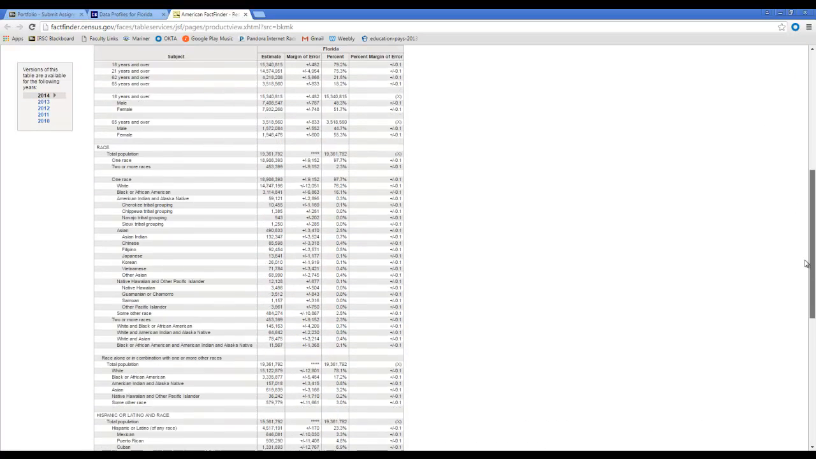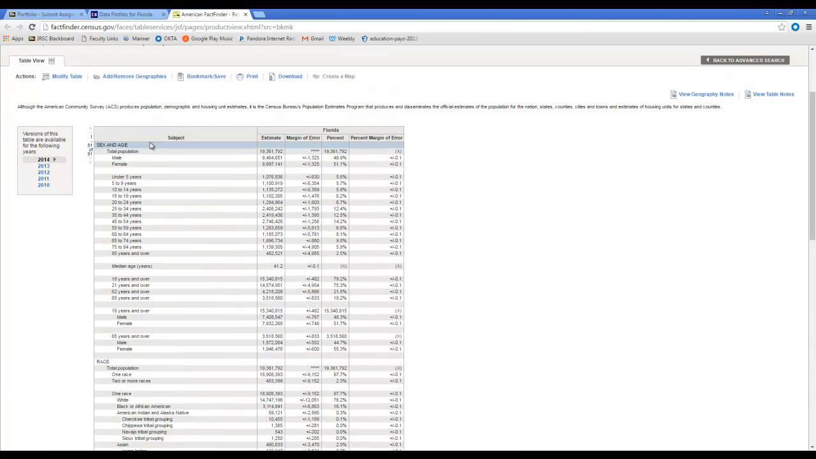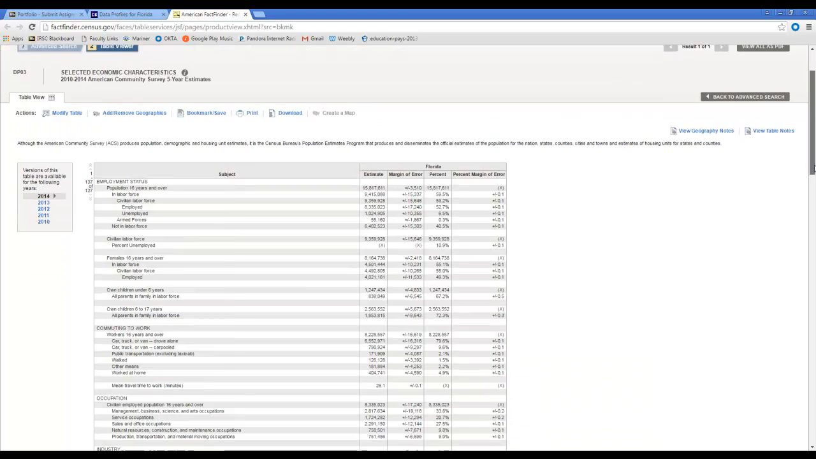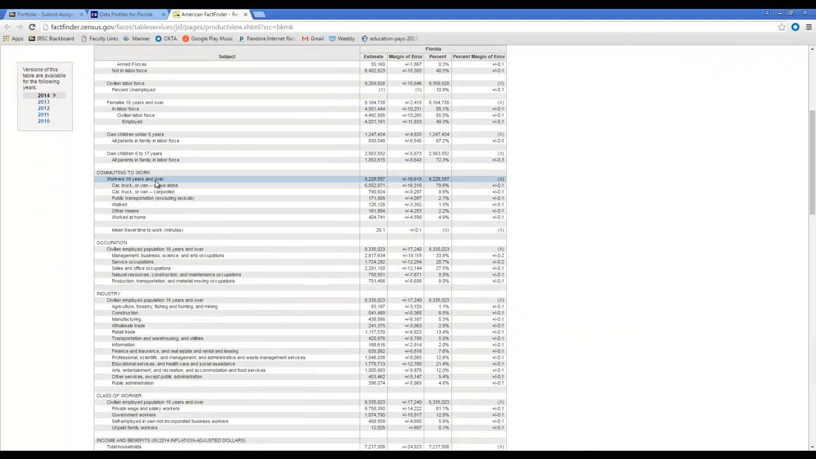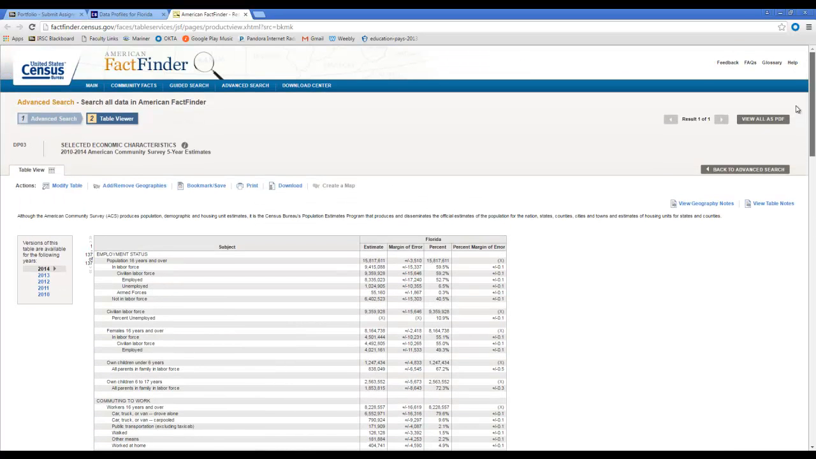So you can see how many people according to race, according to gender, according to age. You could go back and look at economic characteristics, like what kind of jobs people have, see how much they commute. Here's the types of jobs, whether you're in service sector, sales, production, transportation, that kind of stuff. Whether you're a government worker versus private company versus self-employed. So all kinds of stuff here in the American Community Survey.